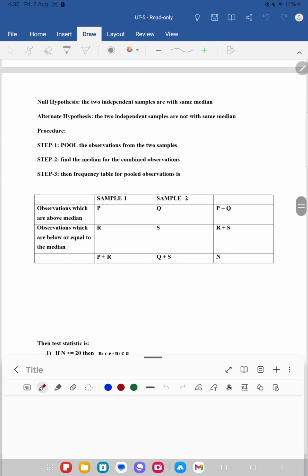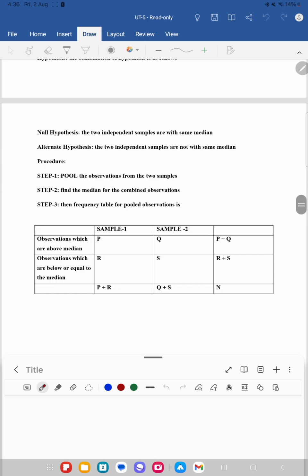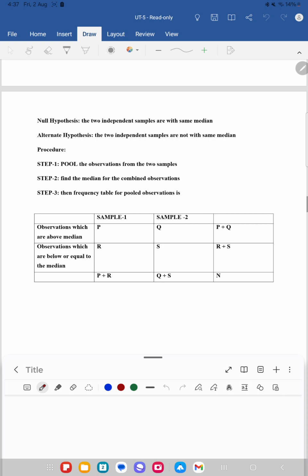Coming to the procedure, surely we will be given two samples, and in step 1 we have to pool all those observations. Pooling means we will mix all those observations and arrange them into ascending order. So after that we will find out the median in the second step.